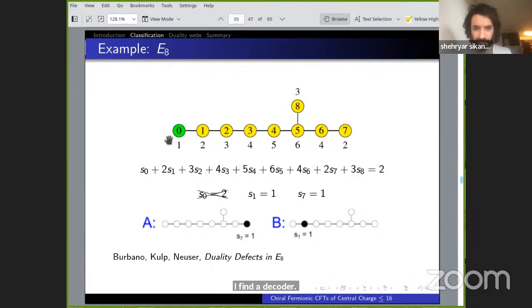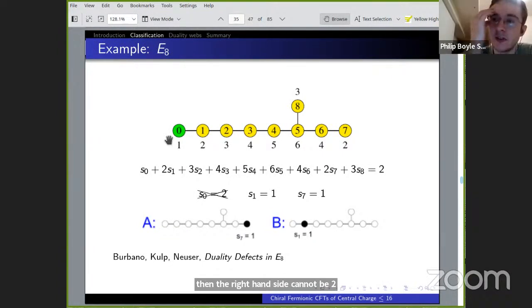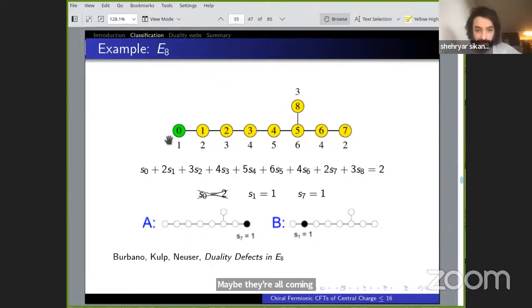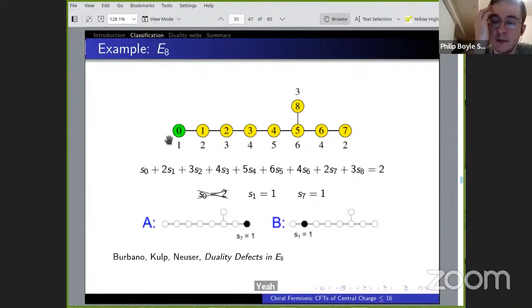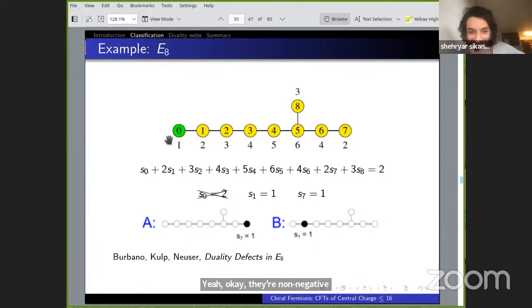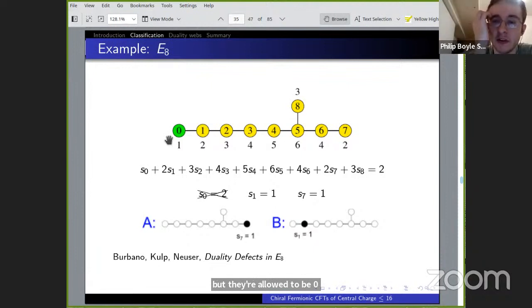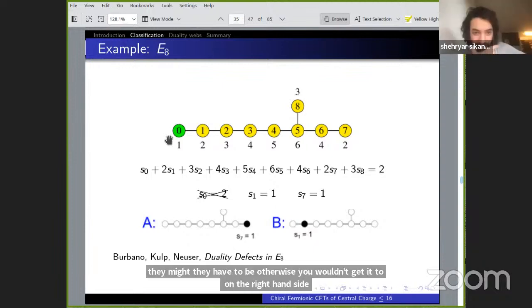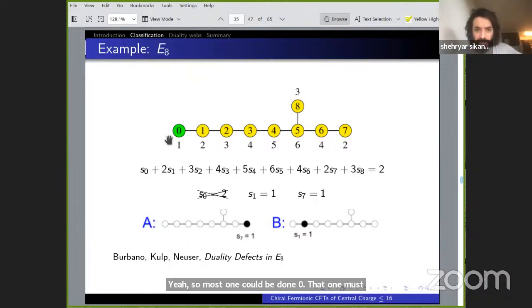Okay, and then so this equation, all the values of s_i are obviously not positive numbers, right? Because then the right hand side cannot be 2. Yeah. So the s_i are integers that are allowed to be 0. They're non-negative, but they're allowed to be 0. I see. And a lot of them are 0. Yeah, they have to be, otherwise you wouldn't get a 2 on the right hand side. So at most 1 can be non-zero. And that one must be 1. Yes, and that is 1.